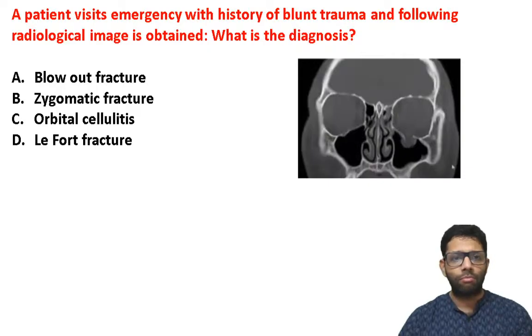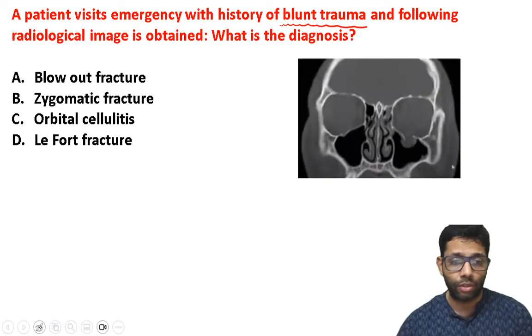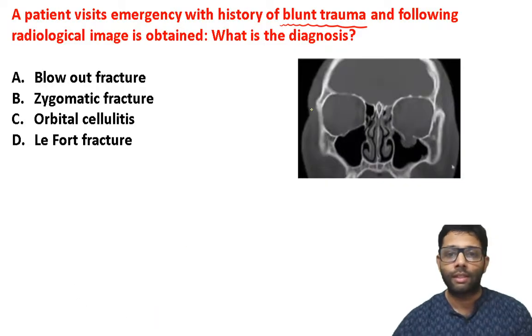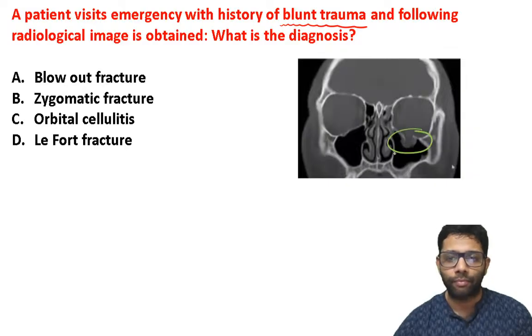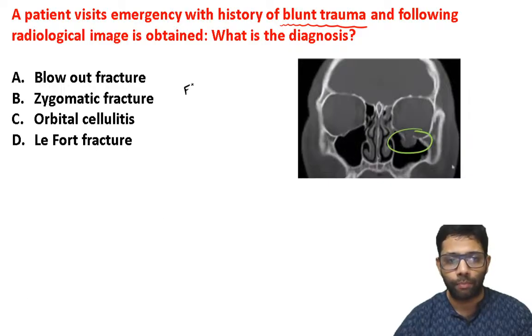This question has been asked multiple times: a patient comes to you in emergency with a history of blunt trauma. Blunt trauma means someone has punched you, or a ball has hit your eye, or someone has boxed you, and the following image was given. So it is a radiology question plus an ophthalmology question. This is the X-ray or CT scan showing the left side fracture. This is the floor fracture, the orbital floor fracture. This sign is a fracture.